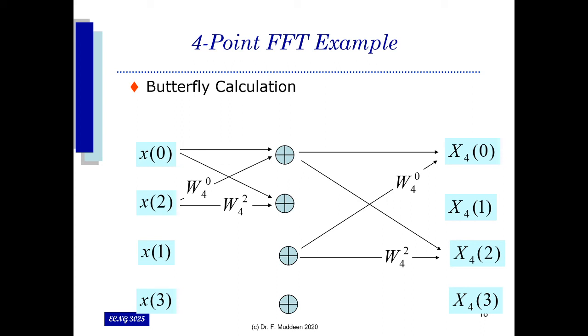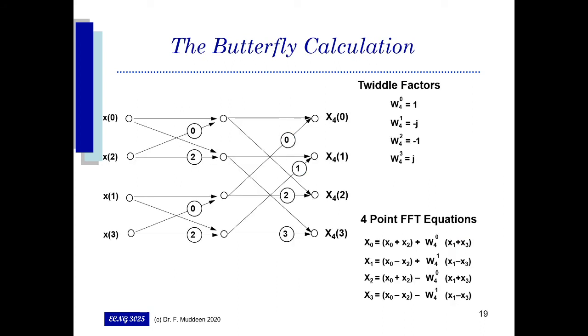So the butterfly calculation here, if we map it out and we calculate for each one of these twiddle factors, we get our calculations accordingly, using the graphical or visual indication for calculating the FFT.